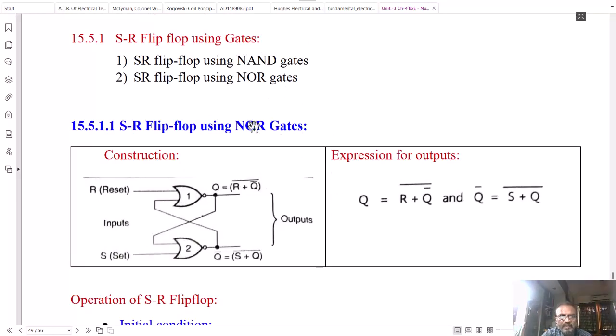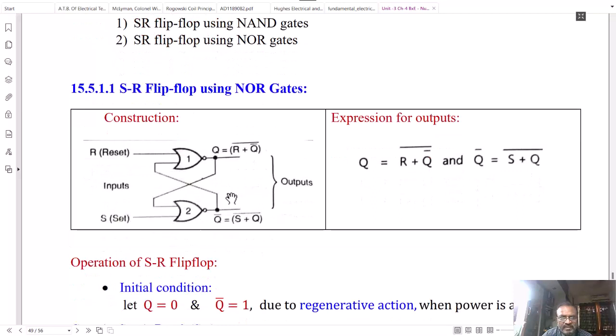Let us see the implementation of the SR flip-flop using NAND gates and NOR gates. First we will see it using NOR gates. It consists of two NOR gates. The inputs are marked as the R input and S input to the two NOR gates here, and the output of the first NOR gate is cross-coupled to the second input of the lower NOR gate, and the output of the second NOR gate is connected to the second input of the first NOR gate.